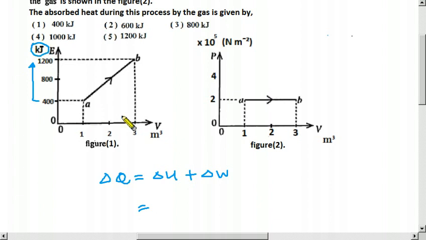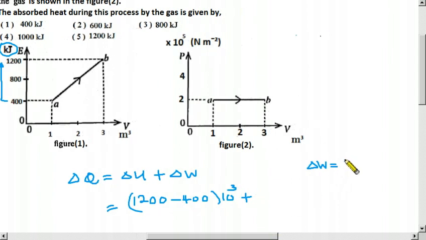kilojoule. So the delta U is therefore the difference, 1200 minus 400. Because it is kilojoule, we have to multiply it by 10 power 3 to convert it to joule. Then plus delta W. What is delta W? Delta W is the work done.